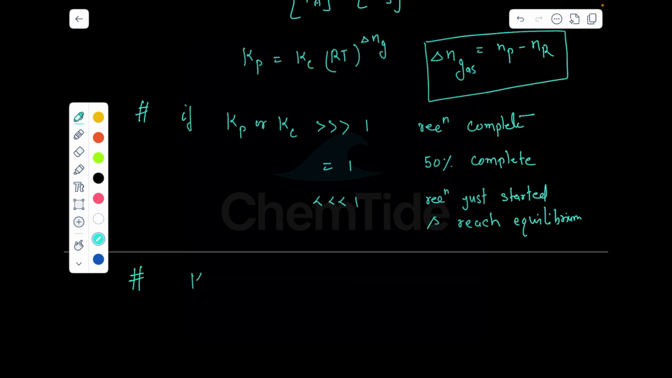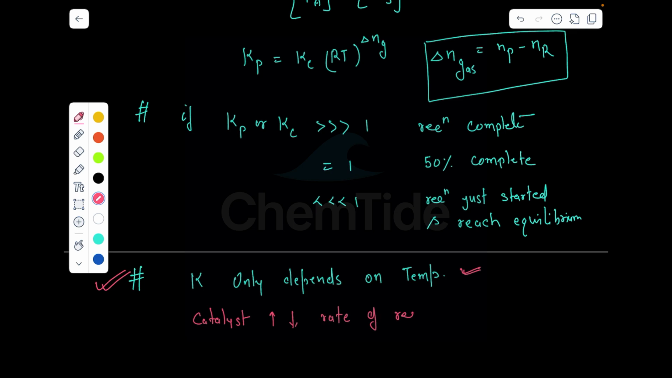Next point: K, either Kc or Kp, only depends on temperature. It is perfectly free from the initial and final concentration of the reactants. But obviously temperature can change the reaction. The catalyst increases or decreases the rate of reaction. It only helps to reach the equilibrium faster but will not change the Kc or Kp value.